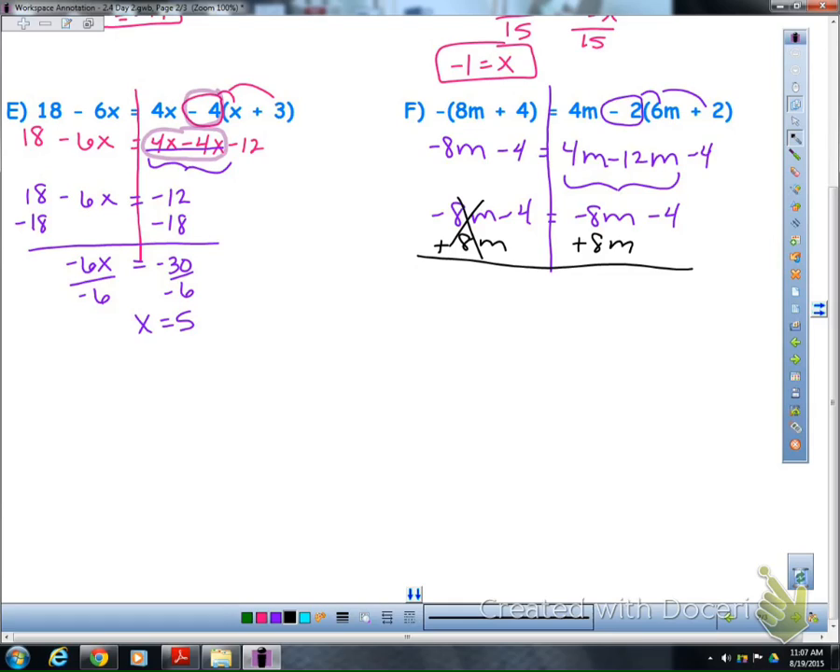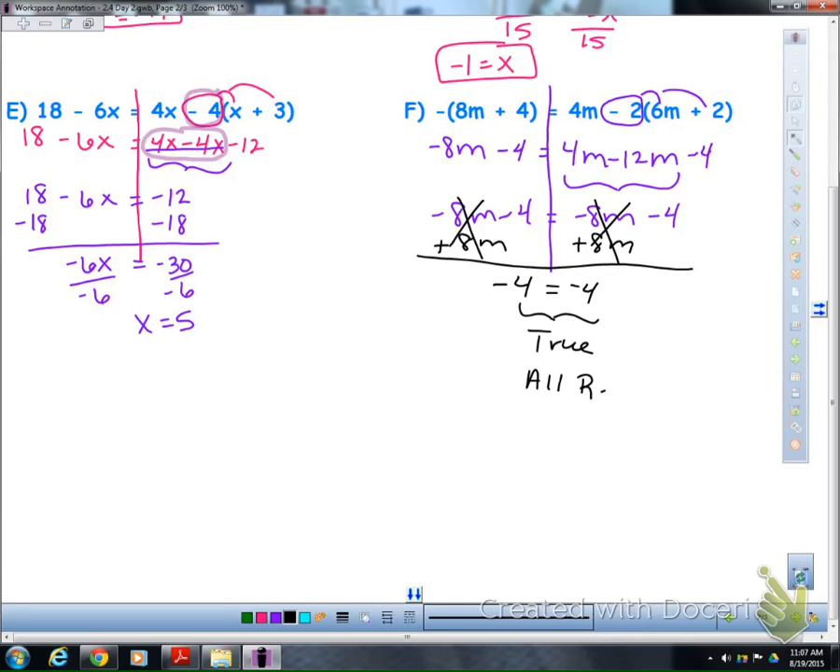So those cancel out, and we're left with -4 equals, those also cancel out, -4. Now, there's 2 special times when this happens. The first one is if all your variables cancel and you're left with a true statement like this. -4 does equal -4. If you're left with a true statement, then the answer is all real numbers.